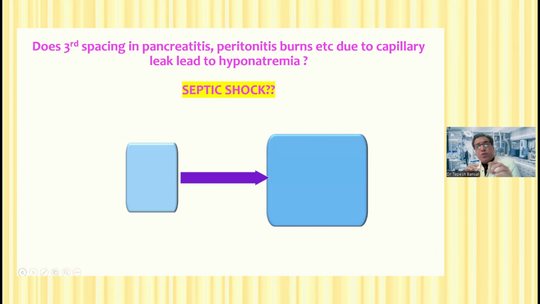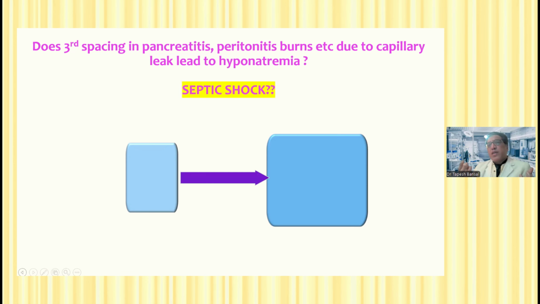Now we have this situation of pancreatitis, peritonitis, burns, etc. And in this, does capillary leak lead to hyponatremia? So it is not uncommon to see hyponatremia in pancreatitis, peritonitis, burns, etc., because the fluid that leaks out is not having the same sodium content in most of the situations as the plasma. The sodium content is somewhat less.